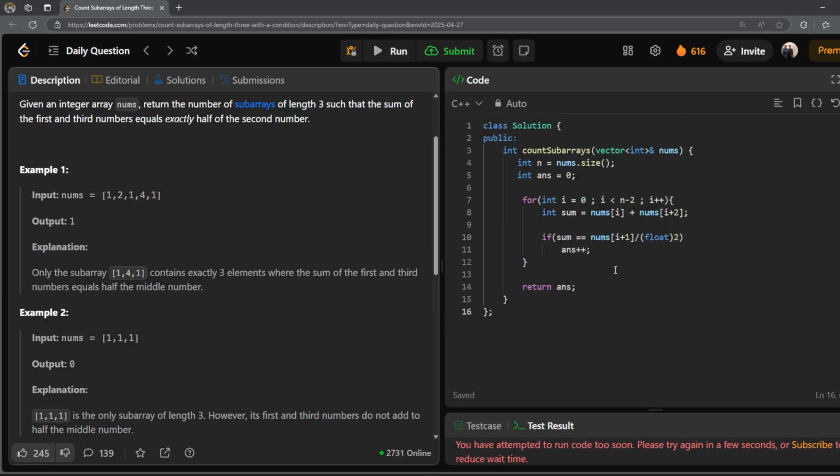And if we take a look at the time and space complexity, then the time complexity is very clearly O of n. And for the space complexity, we are just taking an extra variable, so that's O of 1, that's constant space.